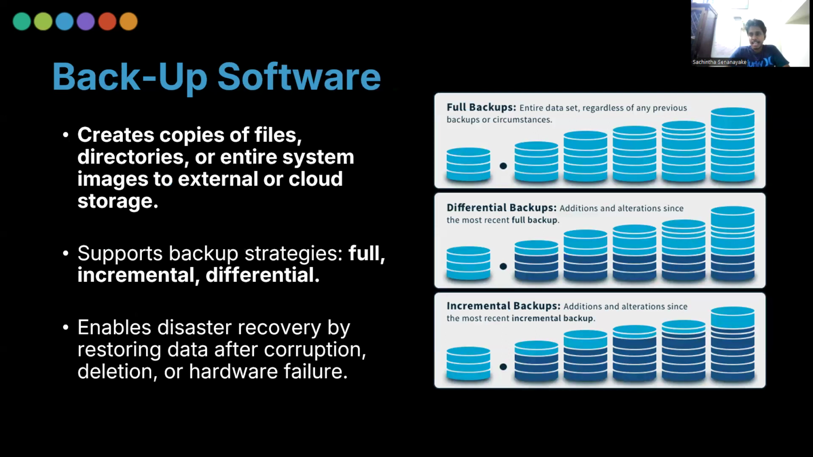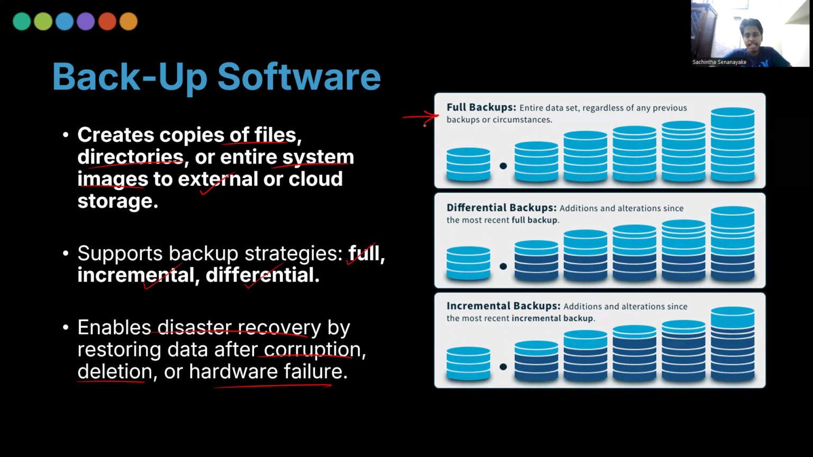And actually, I think I said file compression was our last, but we do have backup software to look at as well. Backup software creates copies of files or directories or entire system images to external or cloud storage. It's about taking backups such that it enables disaster recovery or restoration of data in case of corruption, deletion, or hardware failure. Right? It helps ensure that data is backed up in case something goes wrong. And there are different backup strategies you can employ. There's full backups, incremental backups, and differential backups.